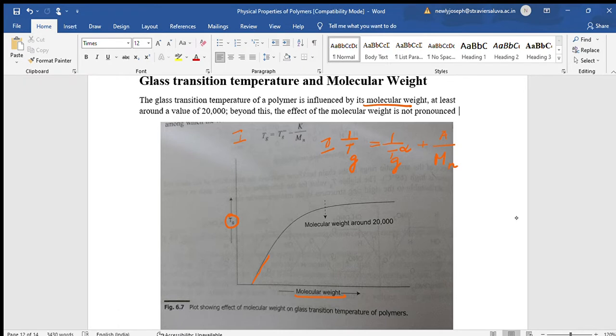But we can see that as the molecular weight reaches nearly 20,000, after that the Tg is almost independent of the molecular weight.